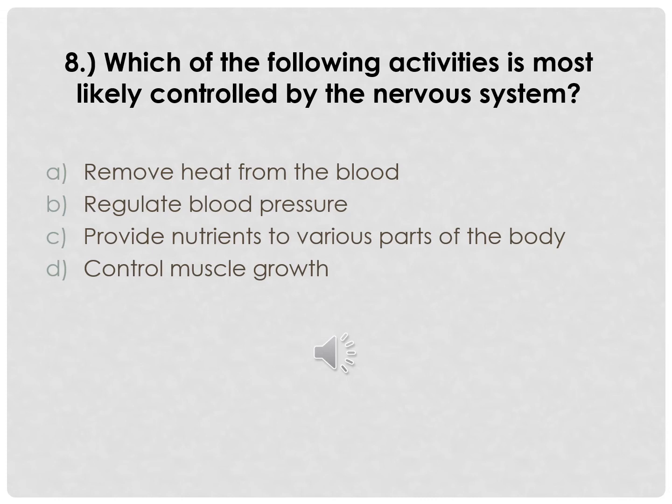If we look at letter A, remove heat from the blood, that's actually done by the skin or the integumentary system. If we look at letter C, provide nutrients to various parts of the body, well, that's done by the cardiovascular system and our blood vessels. If we look at letter D, control muscle growth, that is something that's being regulated in the body. However, that's regulated by the endocrine system. It's regulated by hormones, so we can rule out letter D as well.